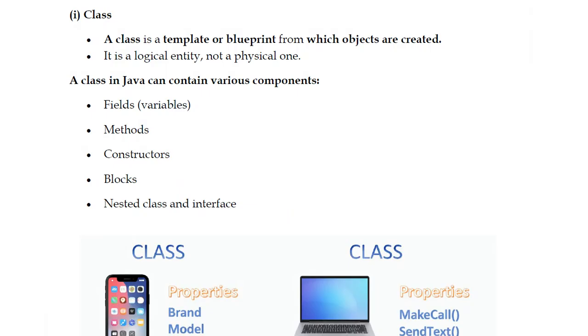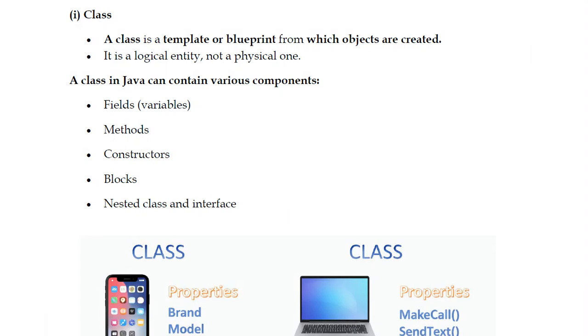In our previous sessions, we have discussed what is Java programming, what is object-oriented programming, and the six pillars of OOPS. In this session, we'll discuss each and every pillar of OOPS, because we mentioned six pillars in our previous session. So first we'll discuss what is meant by class.